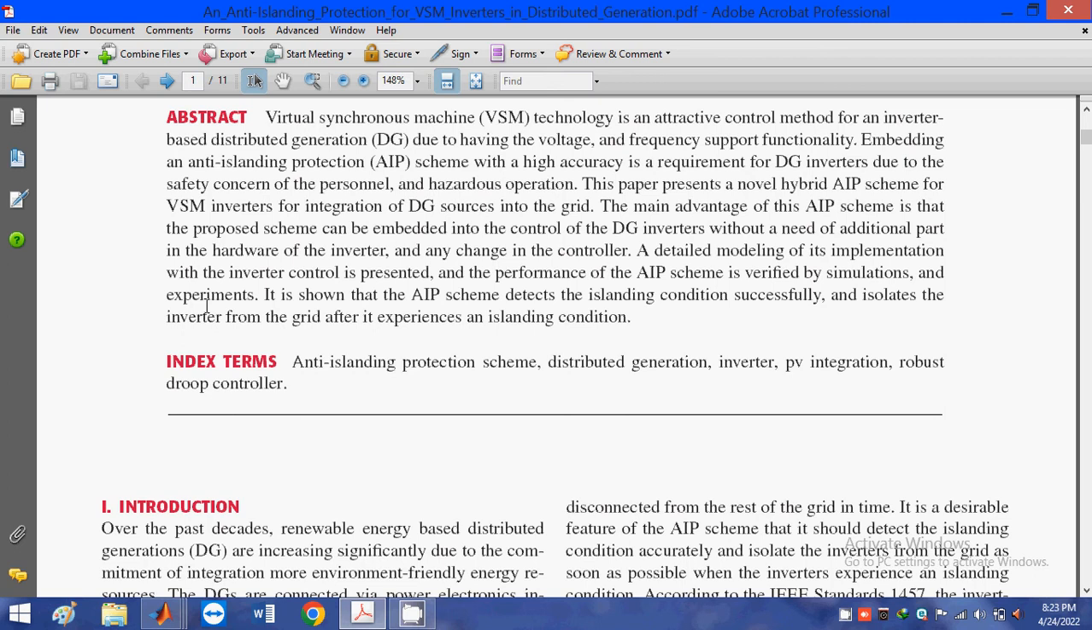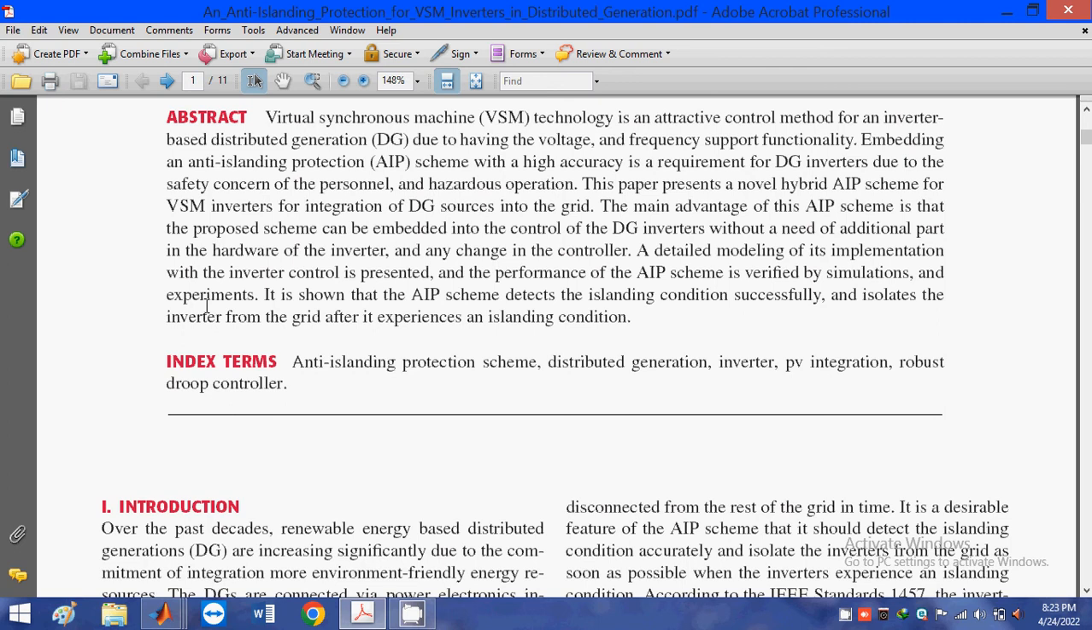We preferred the anti-islanding protection scheme for safety concerns and hazardous cases. Why do these hazardous cases take place? You already know that main grids have high power transfer capability compared with microgrids, which have low power transfer capability. So I need to disconnect the main grid from the microgrid. Islanding is when we disconnect the main grid from the microgrid. That is the case of islanding detection.